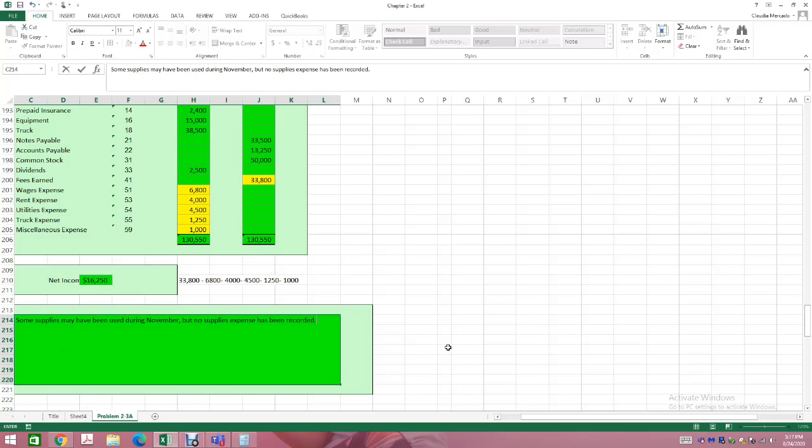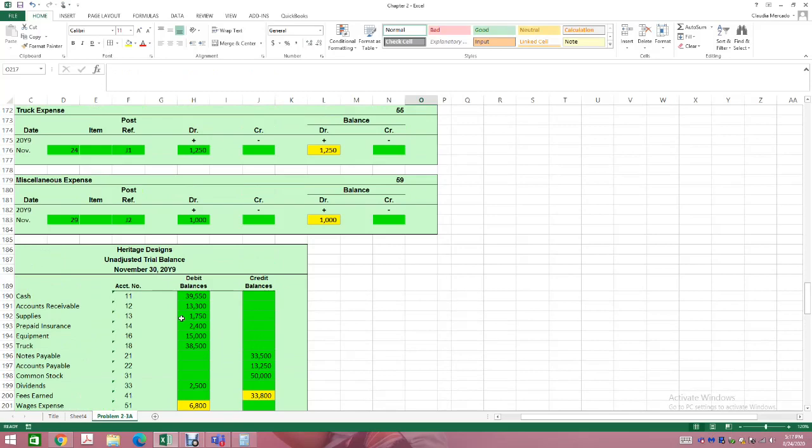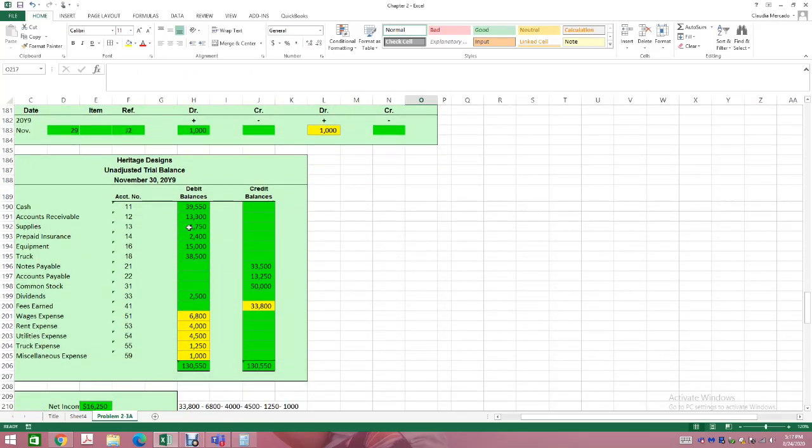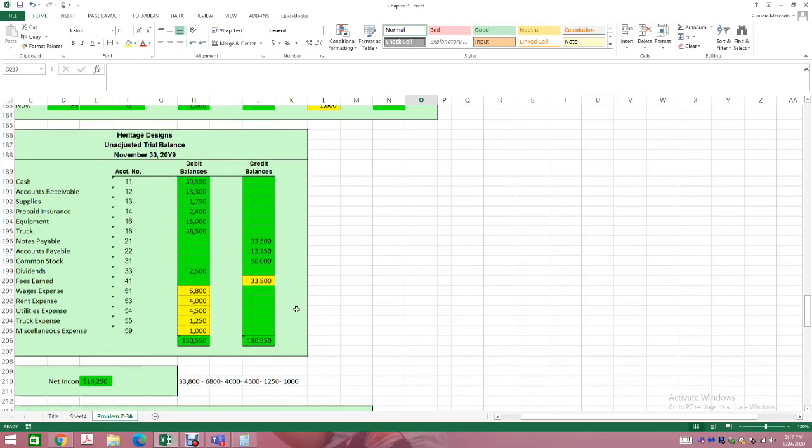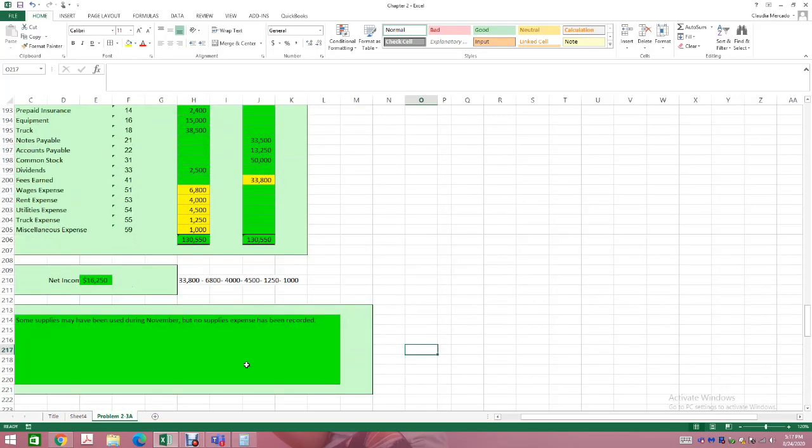So we are missing an adjustment for the supplies because we did have supplies, but more than likely we used some of those supplies during the month. So we need to do that adjustment to record the expense, which is the portion of supplies that we used, okay? So that is what you could have put there in your description.